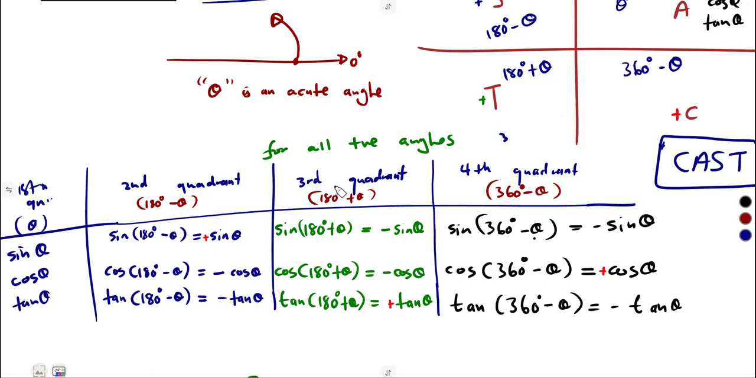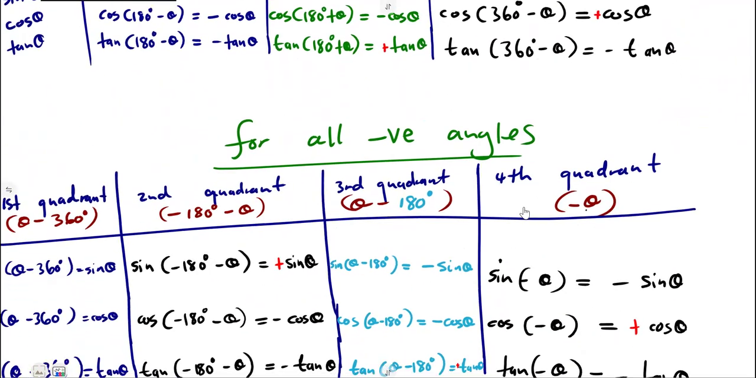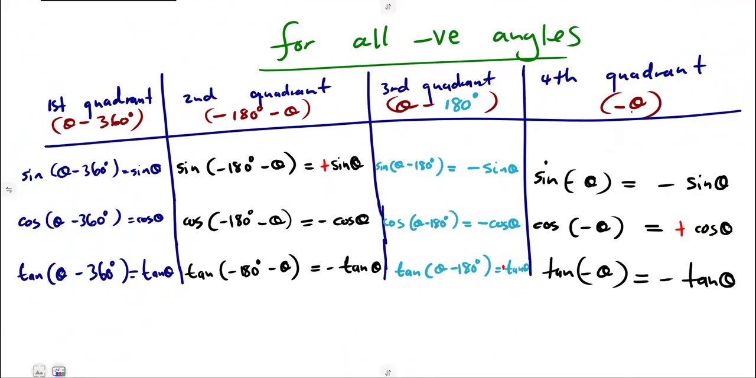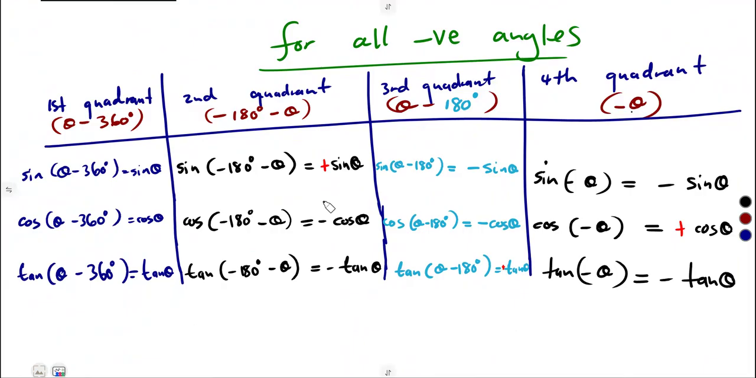Another aspect: remember when you were in grade 11, you also had a concept where angles can be more than 360 degrees. For those angles, you just have to consider adding or subtracting 360 until we get this layout, whether it is positive or negative angles. That is how we have that concept.